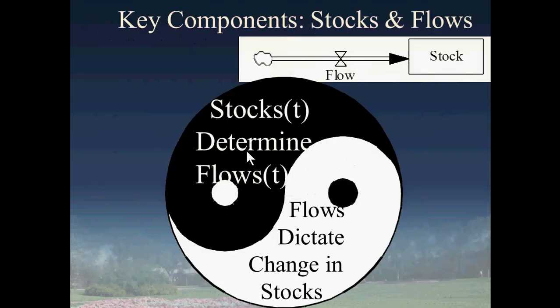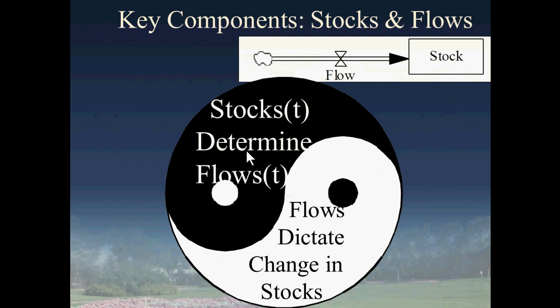So here the stocks determine the value of the flows, and the flows dictate the change in stocks. The stock's value at a given time is shaped by its flows. You only give the initial value; from then on, it's shaped by the flows. And the flows, the value at any one time, is determined by the current value of the stocks.